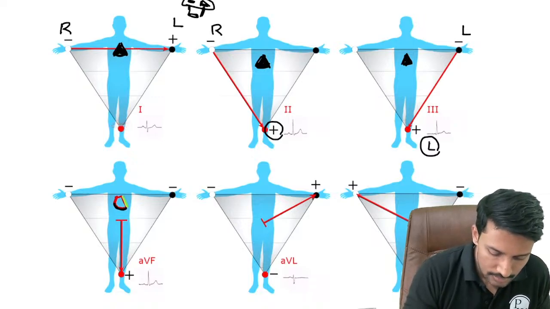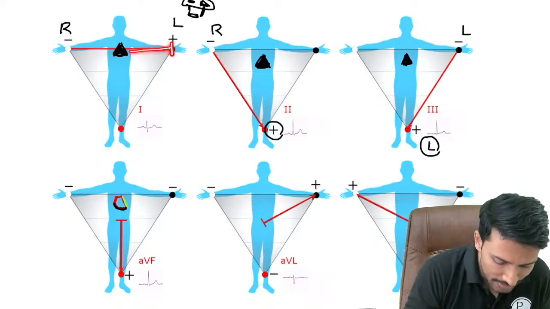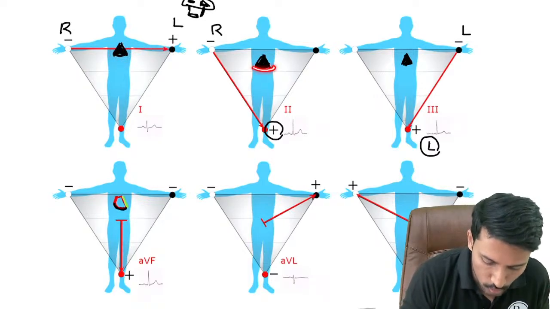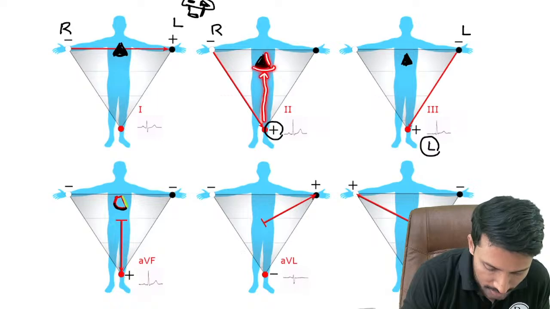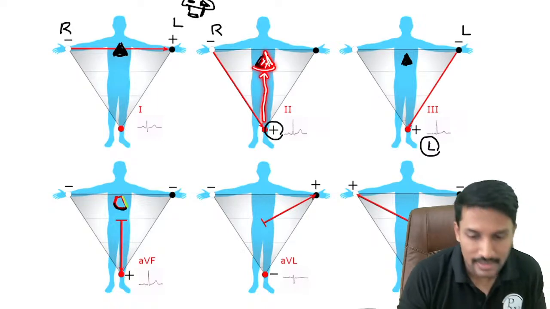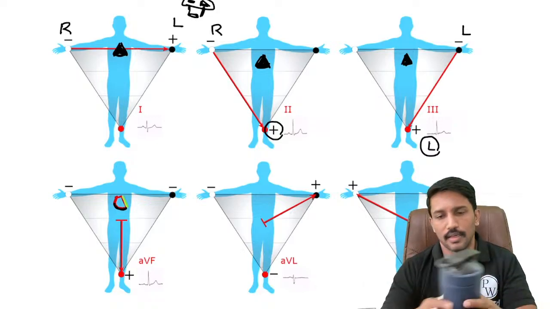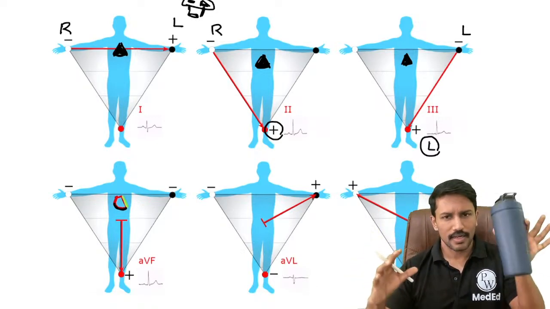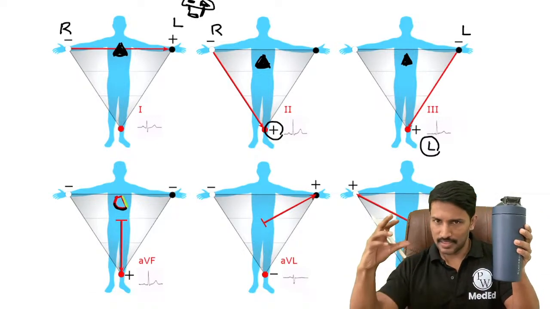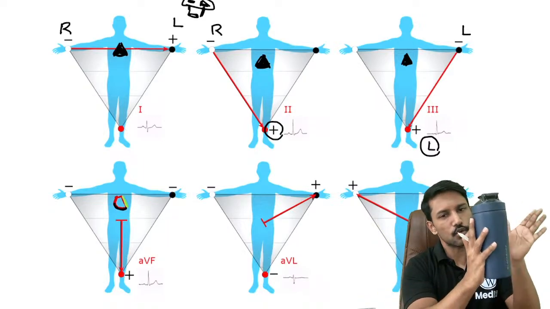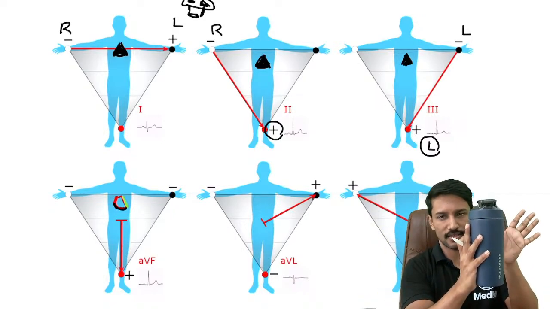Lead 1 is looking directly at the lateral wall but indirectly at the back of the inferior wall. Similarly, lead 2 is looking at the inferior wall but indirectly at the back of the lateral wall. Just imagine, let us say this is a transparent glass. If I place a camera here, it is directly looking at this side and it is looking at the back of the other side, right?